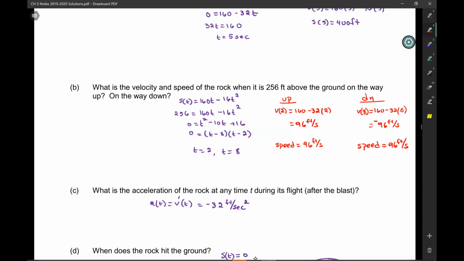Correct. That's when you launch it. It's at the ground when you launch it, and then it hits back at t equals 10.